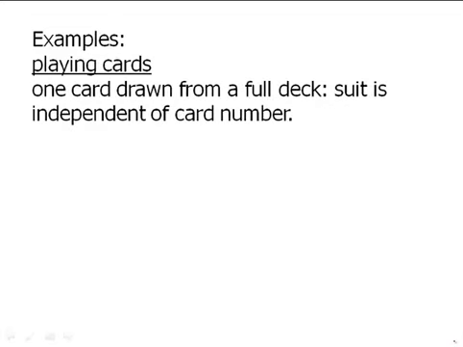When we talk about playing cards, one way we can talk about independence is, of course, if I draw one card from a full deck, the suit is independent of the card number. In other words, if I tell you that I picked a card from a full deck and I pick, say, a heart, knowing that I picked a heart would give you absolutely no information about what the number of the card was. Whether it was a numbered card, a face card, anything like that, you'd have no information about that if all I told you was the suit. So in that sense, the suit of the card and the number of the card are independent.